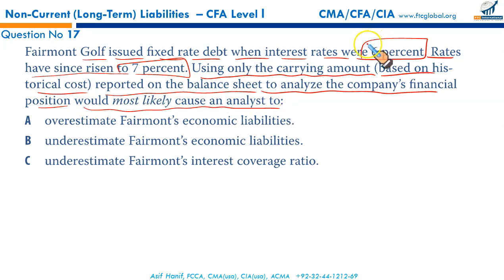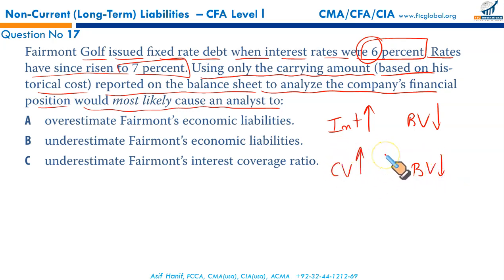What has happened? Your interest rates when the bonds were issued were 6%. Right now the interest rates have gone up. Remember, when the market interest rate goes up, the bond value falls. They move in the opposite direction. Now what has happened since the interest rates have gone up? The market value of the bonds has fallen, but you are carrying a liability at a higher amount. Your liability is at a higher amount which has fallen in the market because of the higher interest rate. So as an analyst, what will you conclude?